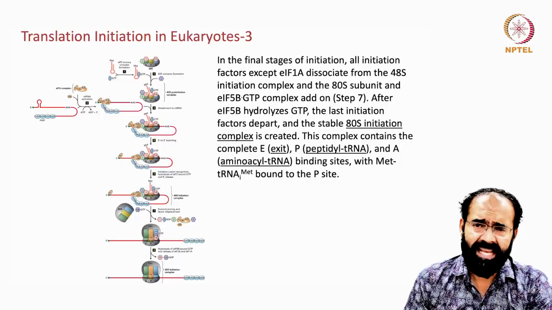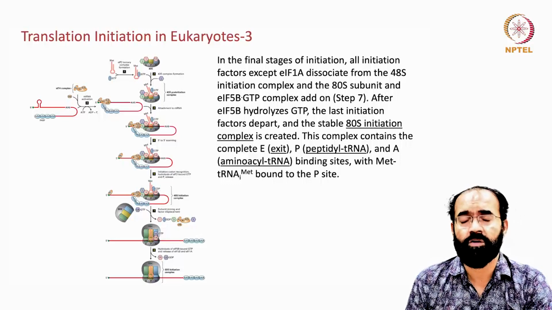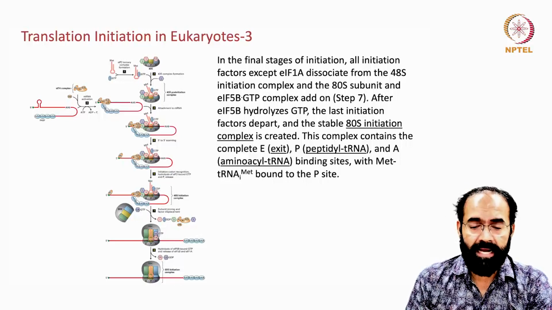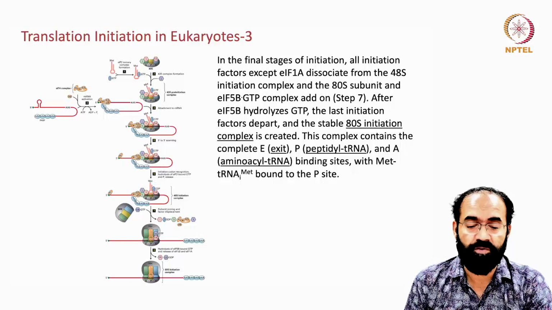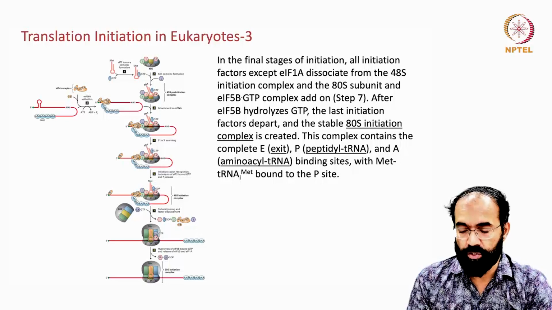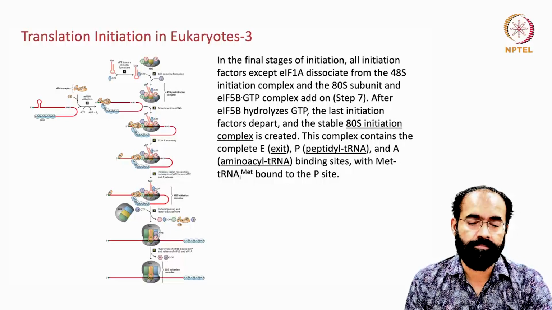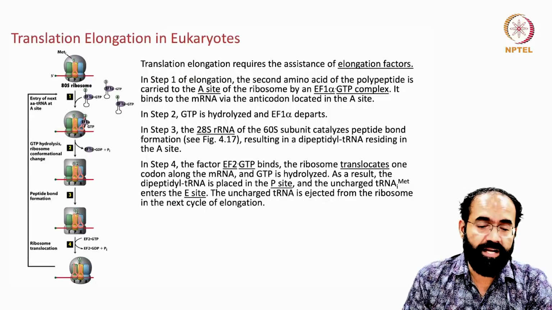The A site is called the acceptor site, where the fresh aminoacyl tRNA comes. The P site is the peptidyl bond forming site, and the E site is the exit site. This will continue in a sequential manner, as I described. So now the next phase is elongation.